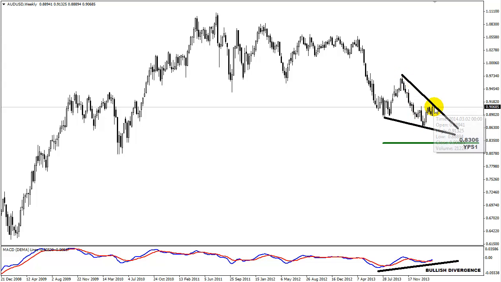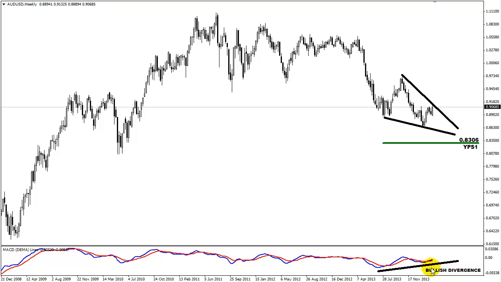So if the breakout does not occur, we probably will have another leg to the downside that will lead the market to take out these lows here, and by this move the market can reach as far as the yearly pivot support one at the 83 area.